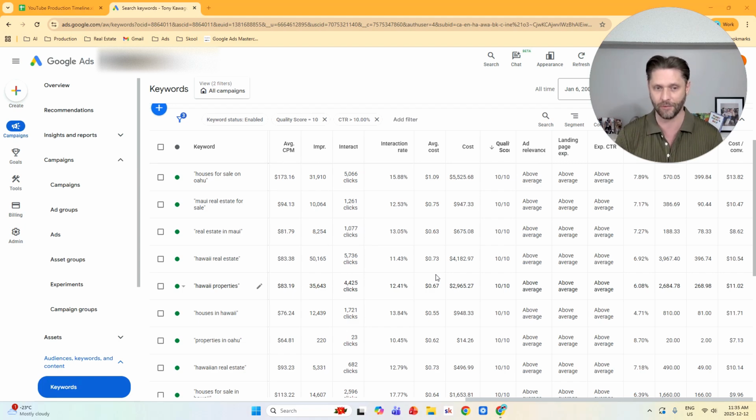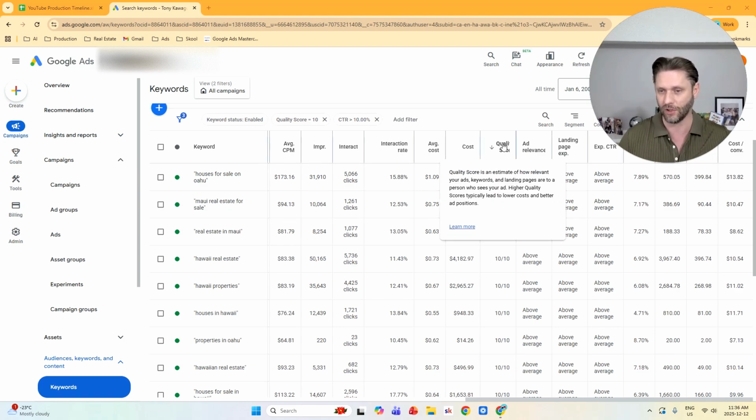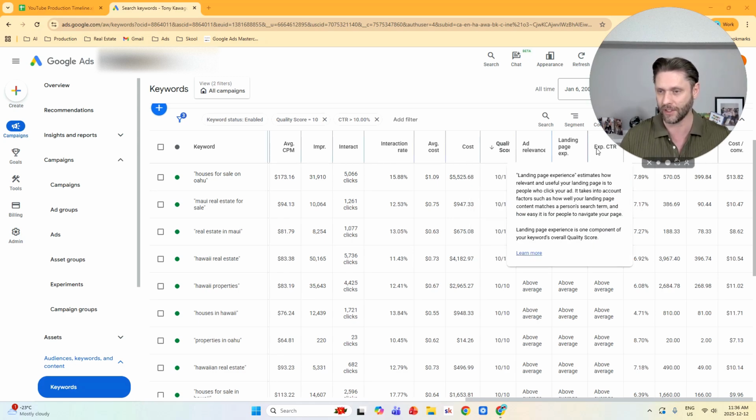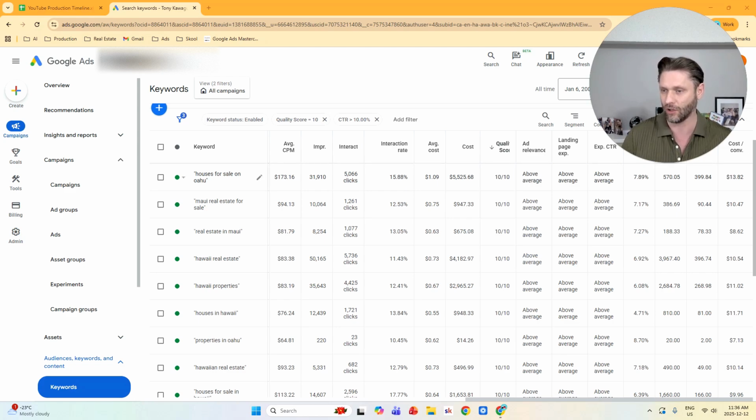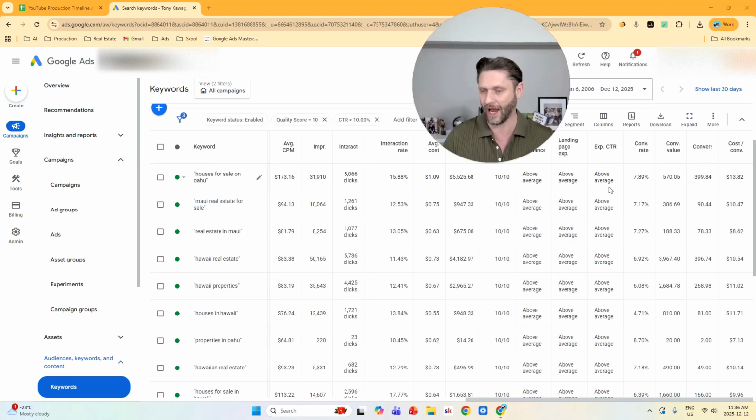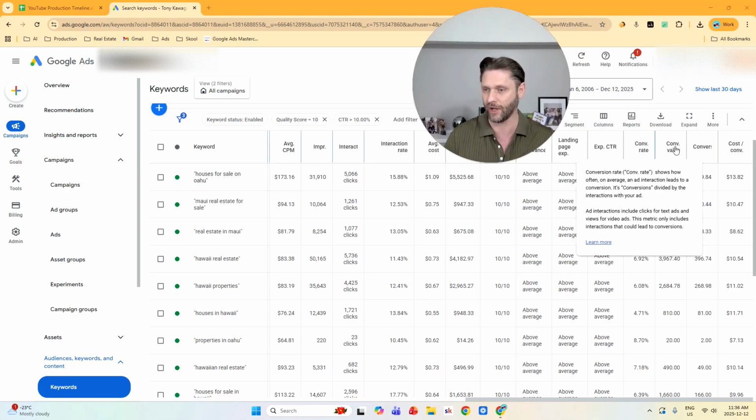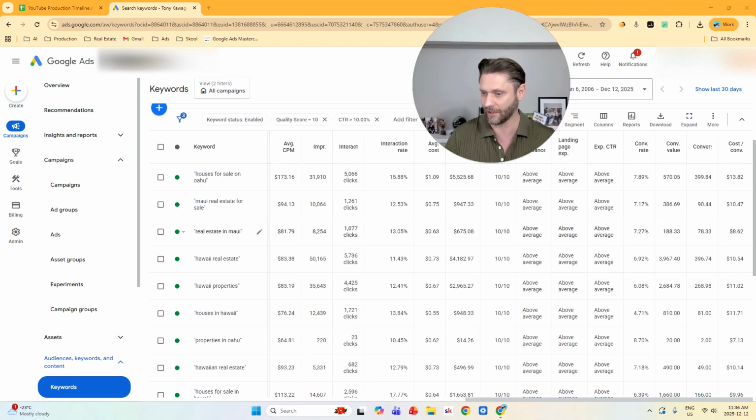So in this particular example, we're focusing on real estate leads for a company in Hawaii. Houses for sale on Oahu, Maui real estate for sale. As you can see, the quality scores are 10 out of 10 across the board. And the ad relevance, landing page experience, and expected click-through rate is all above average. And as you can see, what that does is it actually causes you to have a very high conversion rate and a low cost per lead. Some of these leads are sub $10 for really high value real estate leads that have a lot of relocation buyers and stuff like that. So it's a really powerful tactic.